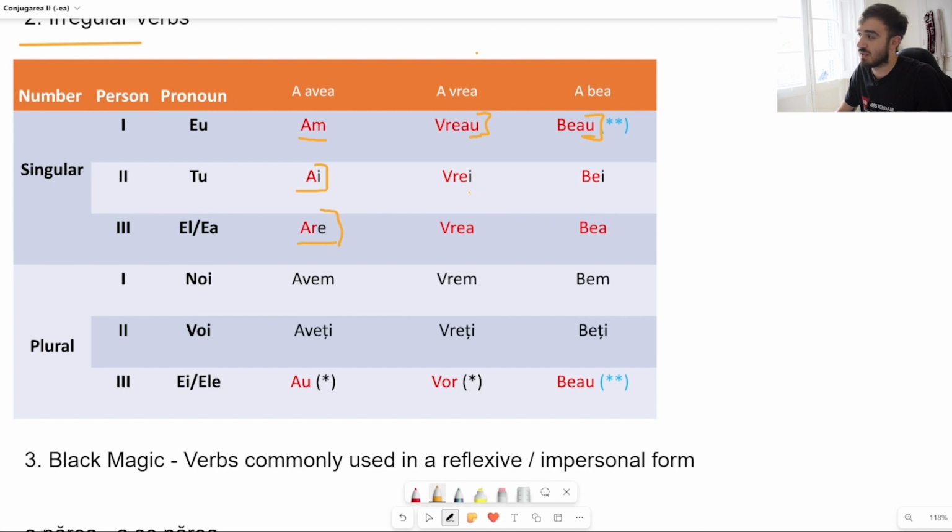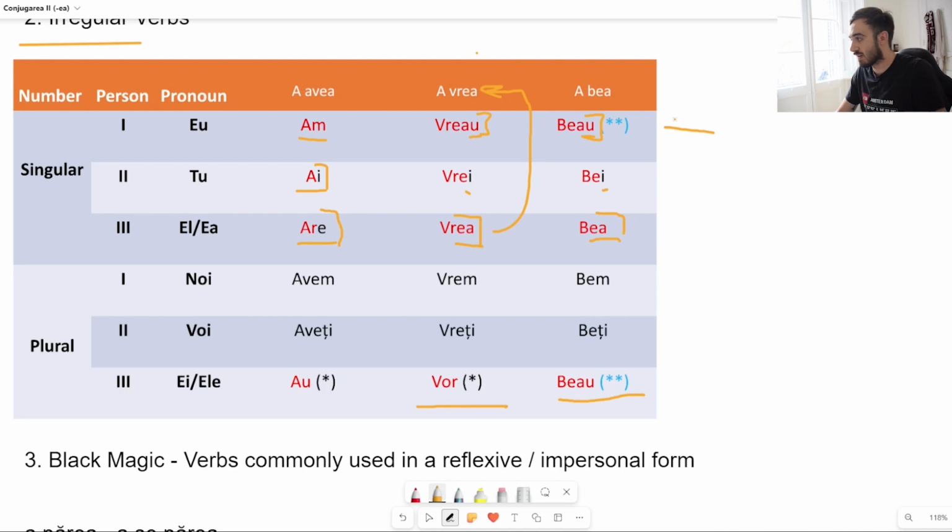Then in the tu form, you have an I. And in the elia, you have actually the infinitive, right? So vrea and bea. This is exactly the infinitive. So this doesn't respect the rule of having an e at the end. You'll get an ea. Again, noi, voi, regular, and then vor for they want, and beau for they drink.